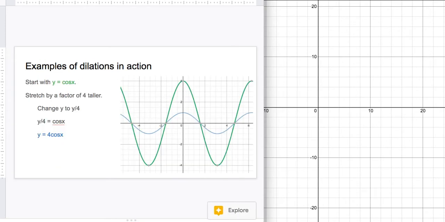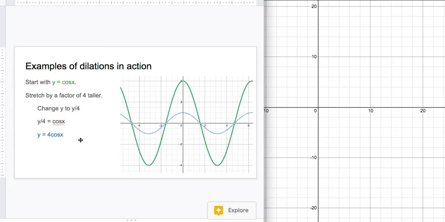Let's see it in action. This time I'm going to use cosine. Cosine's way more fun, very similar to sine. Let's say I want to stretch it by a factor of 4 taller. Well, if I want it 4 times taller, I change y to y divided by 4, because I'm going to have to divide each new y by 4. I substitute and I solve for y.